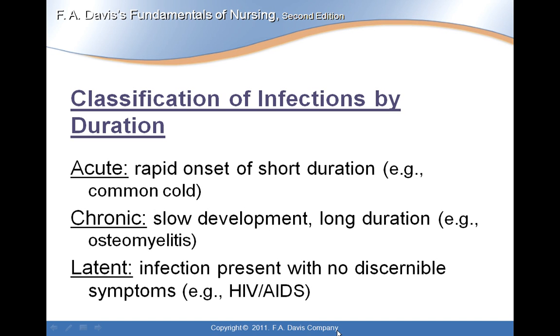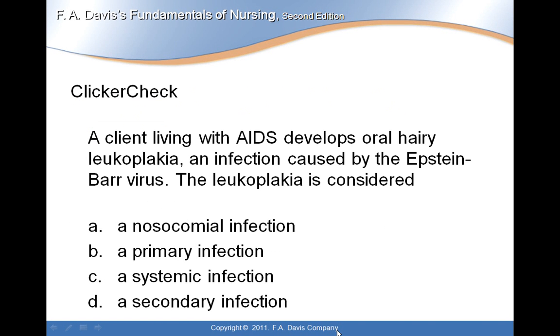And then a latent infection is an infection that's present with no discernible symptoms. And so, as I said again, HIV and AIDS, usually during that prodromal period, the person may have vague symptoms and may not know that they actually have been infected with the HIV virus.